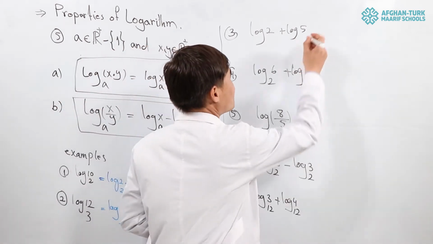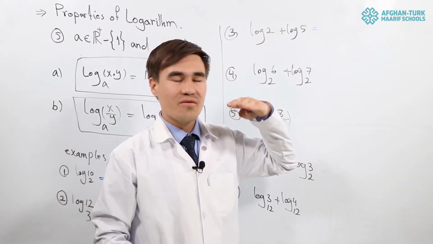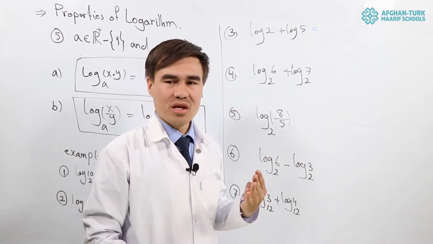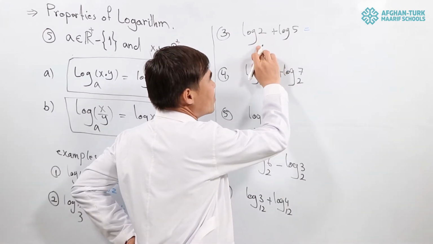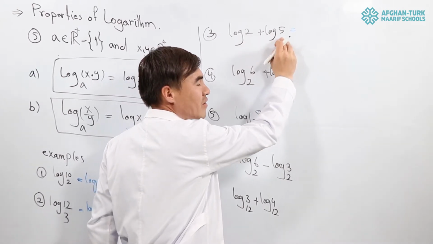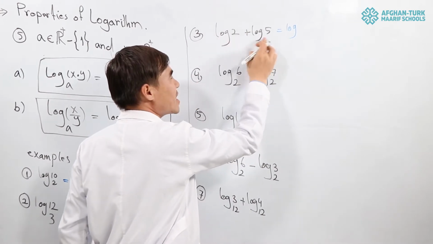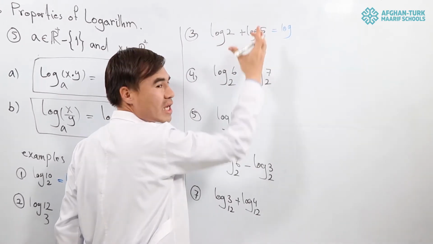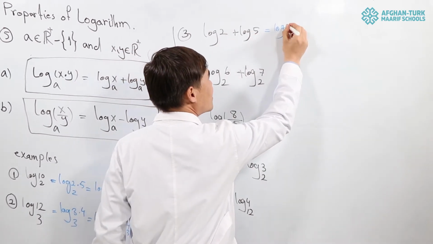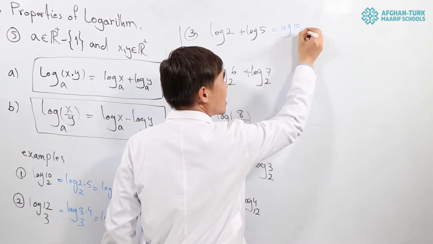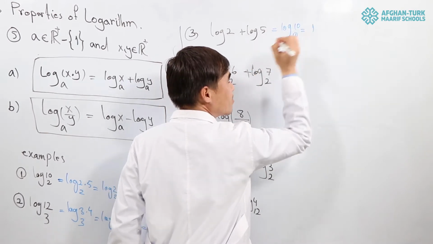And the third one, log of number 2 to base 10. If we don't have any base in the logarithm, that is called the common logarithm. Let's write log of 2 to the base 10 plus log of 5 to the base 10. When we have the same bases, we can simplify into multiplication form. 2 times 5 will be 10, to the base 10. Log of 10 to the base 10 will be number 1.